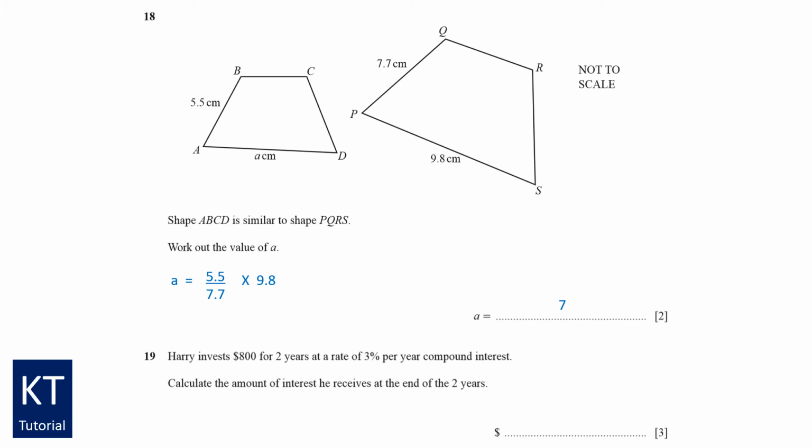Question 19. Harry invests $800 for 2 years at a rate of 3% per year compound interest. Calculate the amount of interest he receives at the end of the 2 years. The amount of interest earned will be 1.03 to the power of 2 multiplied by 800, minus 800.